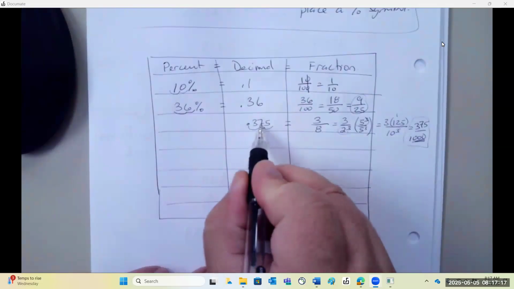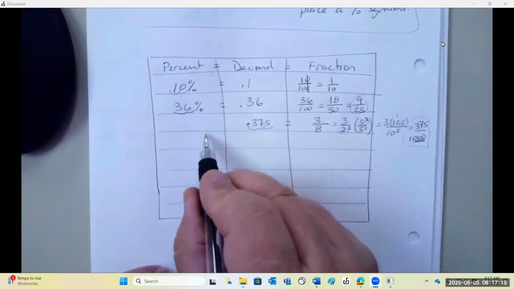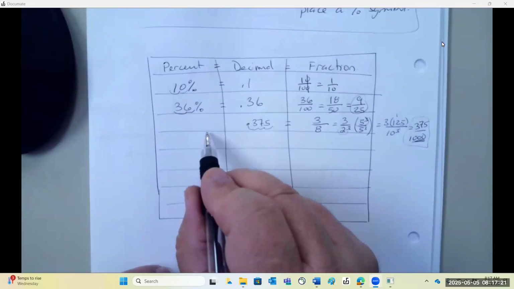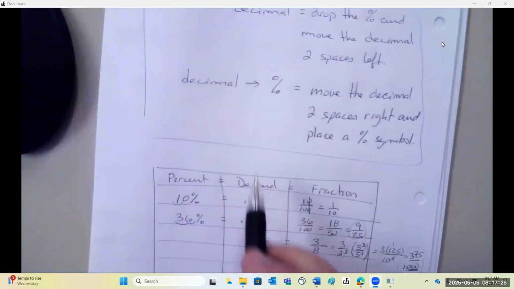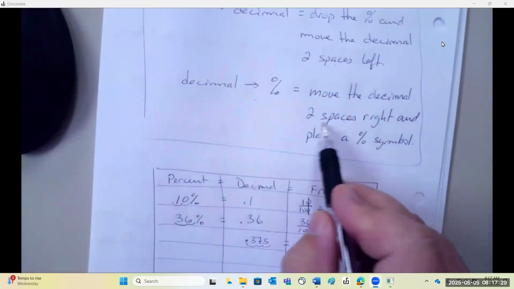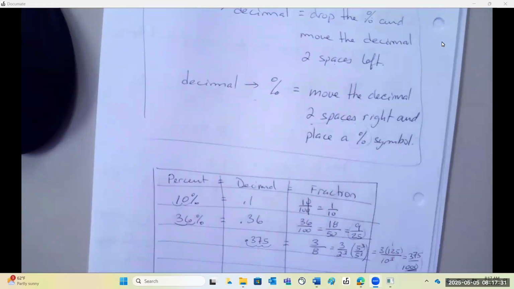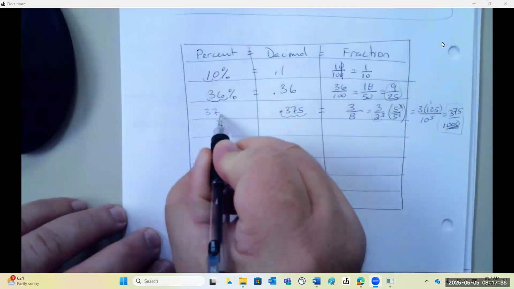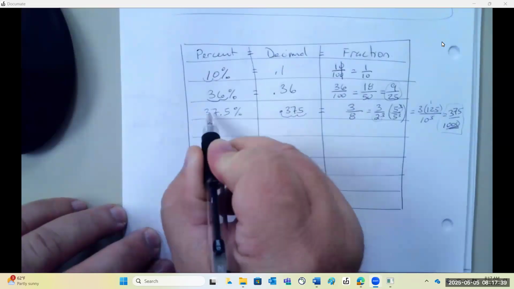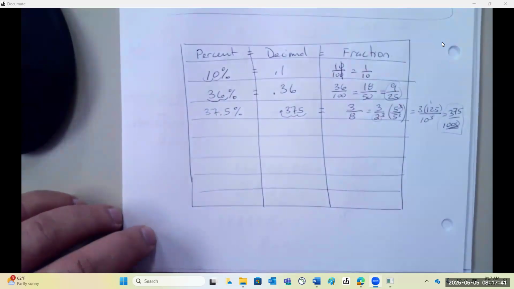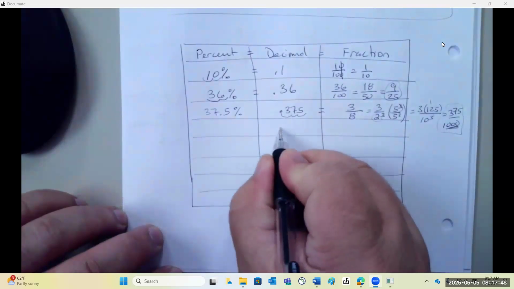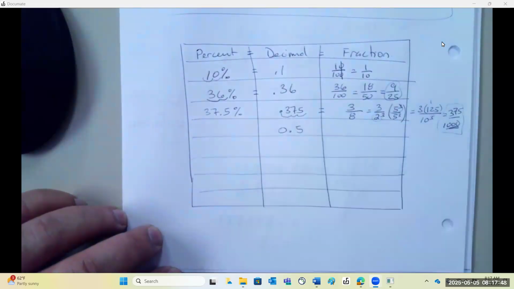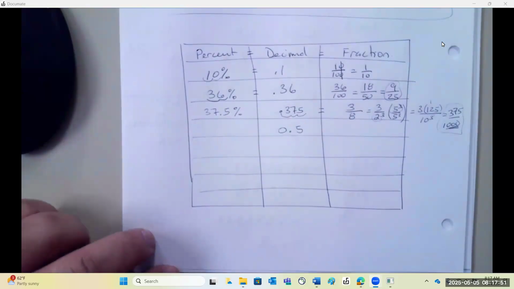Now, how do I convert from decimal to percent? Yeah, move the space 2 to the right, and then percent. So I have 37.5%. Next, 0.5.